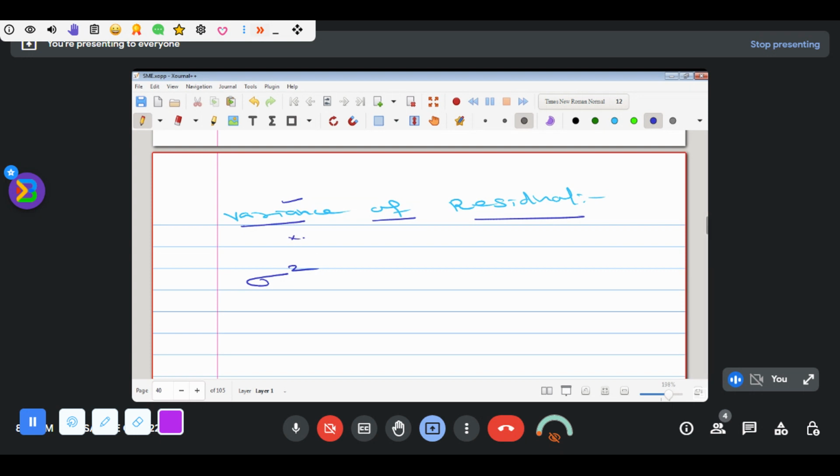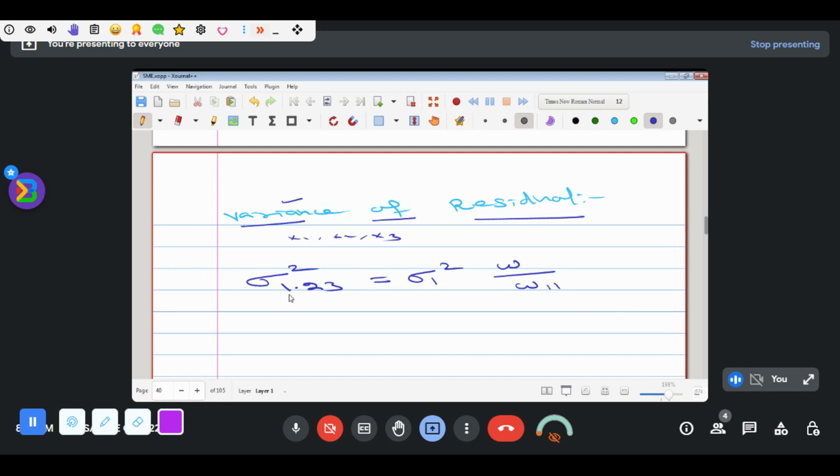How many variables are there? X1, X2, X3. 3 variables there. Therefore I am using here 1.23. Then what is the formula here? Sigma 1 squared into omega divided by omega 11. This is the formula of variance of the residual.